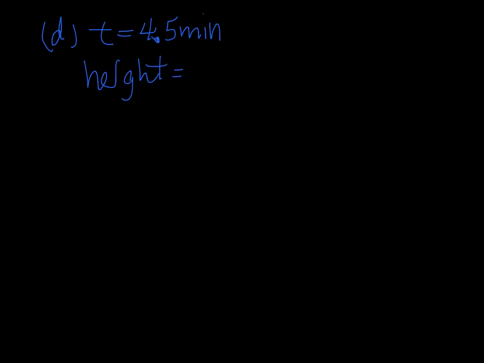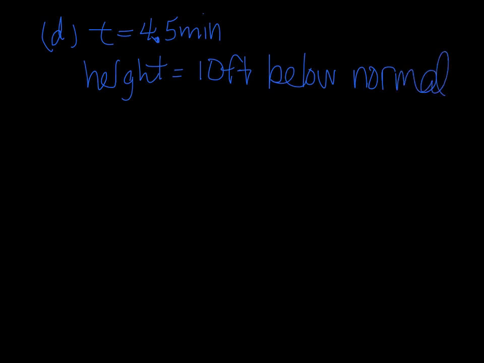Now that negative 10, basically what that means is that you are 10 feet below your normal water level. Okay, so 10 feet below normal water level. Okay, and again, that's going to occur at time equals 4.5. Now, part E is asking you to explain, well, what will be seen by observers when the cycle does reach its minimum depth.